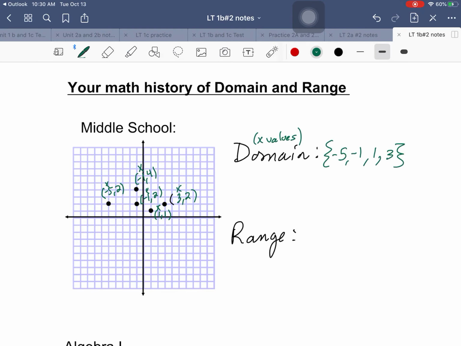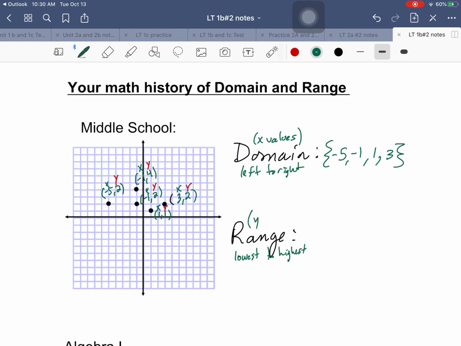Range is the y values. So range: 2, 4, 2, 2, and 1. So we'll start at the lowest, always lowest to highest, and domain was the lowest numbers to the highest numbers. So I think left to right with domain. And range is the bottom of the graph, so lowest to highest, or bottom to top.